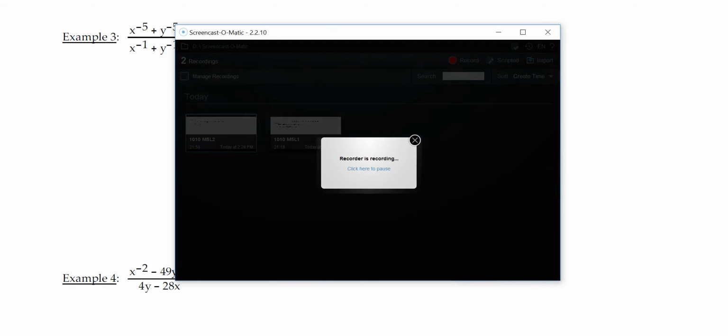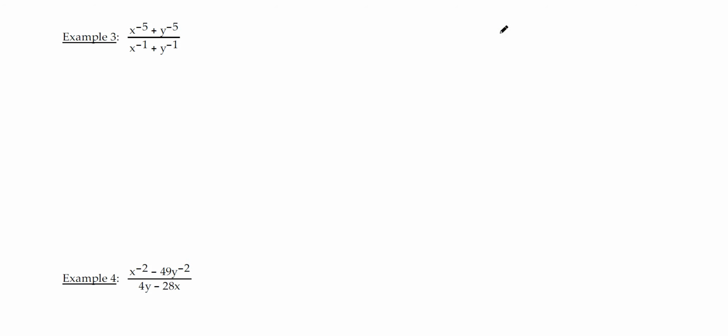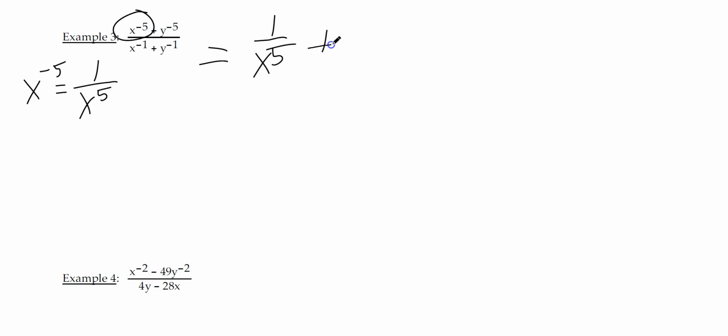All right, example 3 has negative exponents. Now the key to understand this is that x to the negative 5th is 1 over x to the 5th. So locally, that little bit can be changed to 1 over x to the 5th, plus the same but with y. In the denominator, 1 over x plus 1 over y.